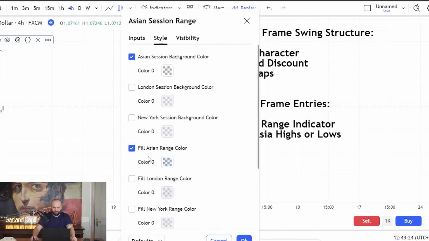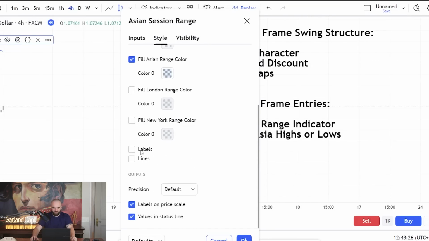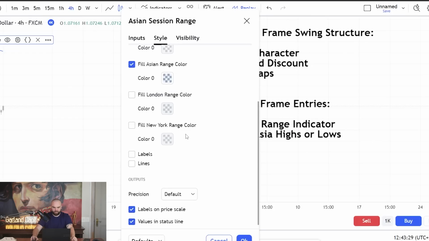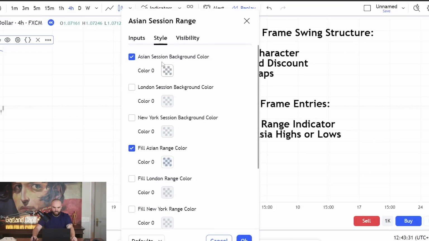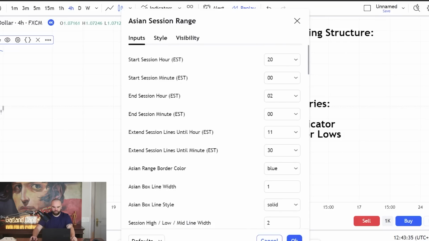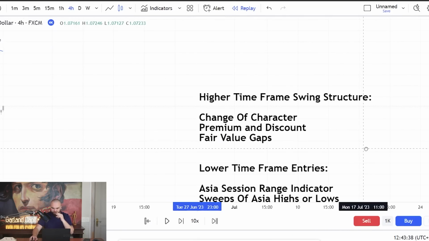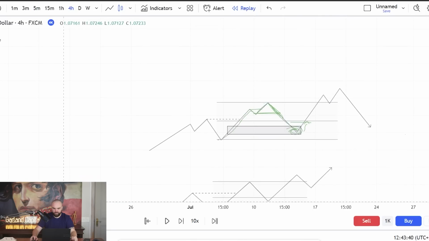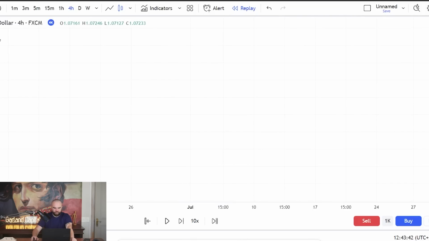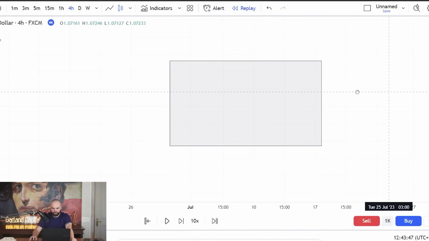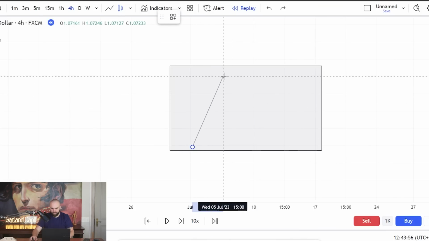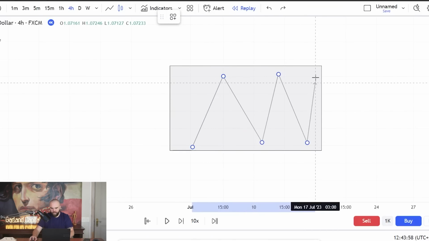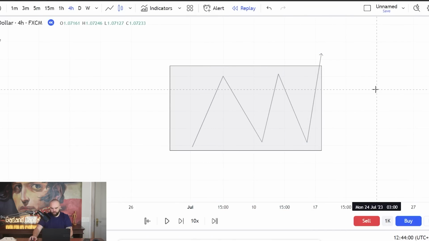All you do is switch off all of this, okay? All of this, except for labels on price, values and status line, and the Asian range color and Asian range session background color. That's all you have on, and inputs stay exactly the same. So what's going to happen is this. You're going to see that the Asian range session is going to be marked out by a box. Price is going to move around in this box, okay? And then it's going to take out one side, okay? And this is the liquidity that you want to see.